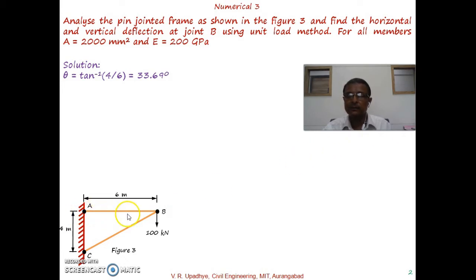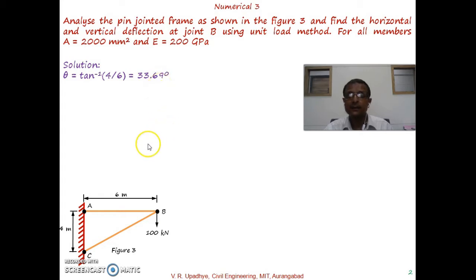So you have two members over here, AB and BC. At joint B, the truss is subjected to a 100 kilonewton downward force. The length of AB is 6 meter and the vertical distance between A and C is 4 meter. So you can calculate the length of member BC and the angle ABC. That angle is tan inverse of 4 divided by 6, which you can calculate as 33.69 degree.